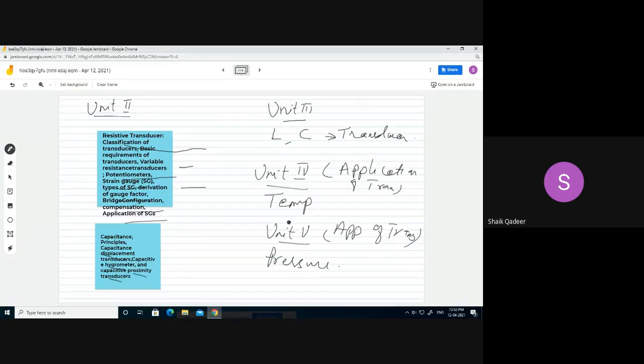In the case of inductive transducer, after the principles we cover two transducers, one is LVDT and another one is RVDT. In unit 4 and unit 5 we will discuss applications exclusively. In unit 4 temperature measurement application is covered, and in unit 5 pressure measurement application is covered. So I think this much is enough for today's class.